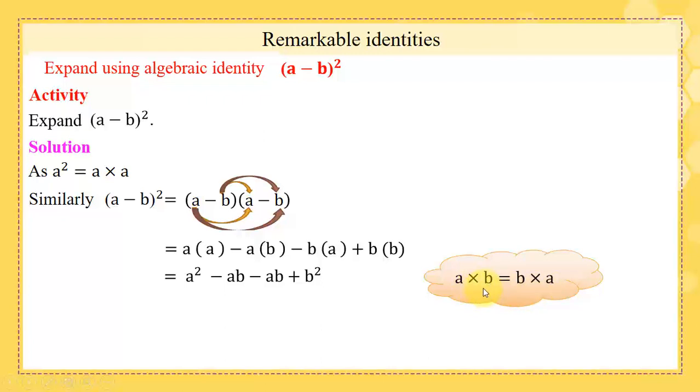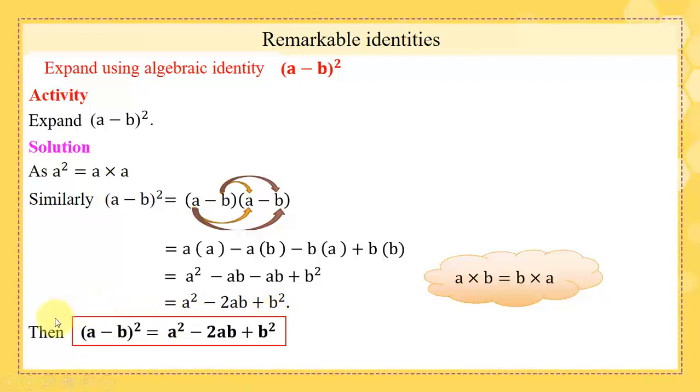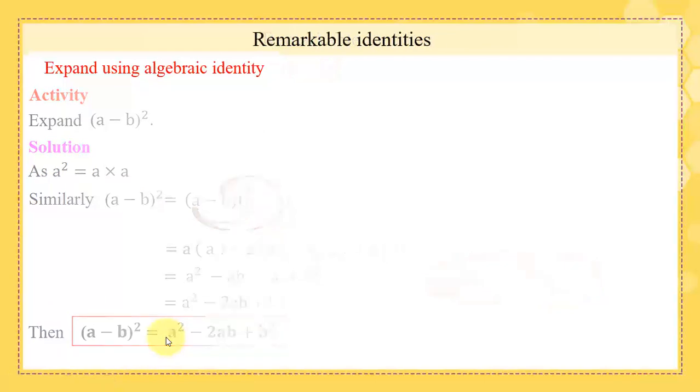always prefer to arrange a monomial in alphabetical order. Here we have two similar monomials, so we add. They have the same sign. We add and put the negative sign. The answer is a squared minus 2ab plus b squared, which is a trinomial. As a conclusion, a minus b squared is equal to a squared minus 2ab plus b squared.